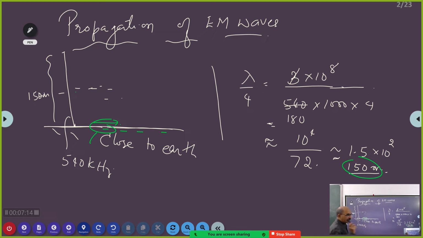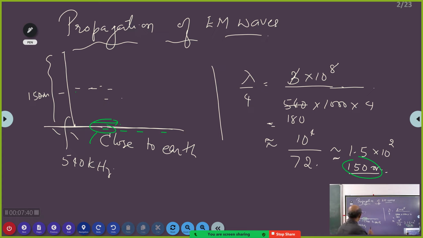Now, you see the sentences here. It's very important. What is it they have told? The mode of propagation is called surface wave propagation. A wave induces current in the ground and passes through Earth. It is attenuated as a result of absorption by Earth. The attenuation of the surface wave increases rapidly with increase in frequency.